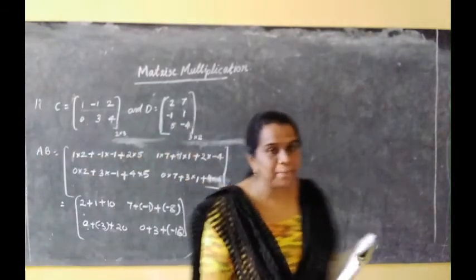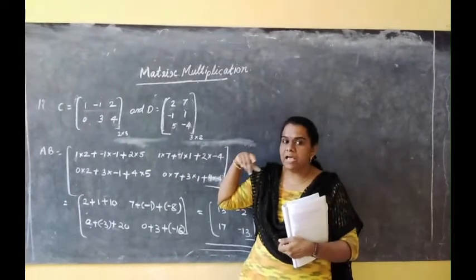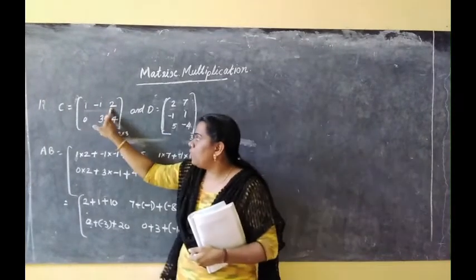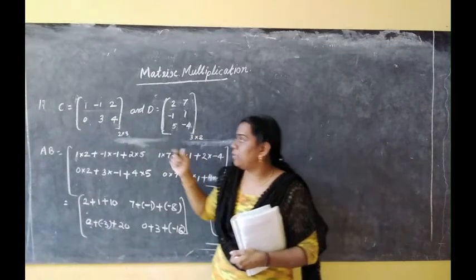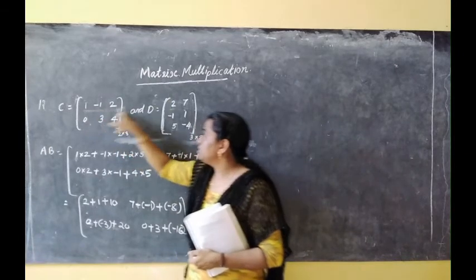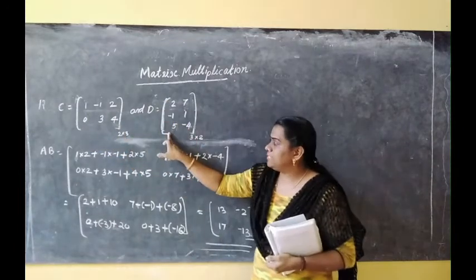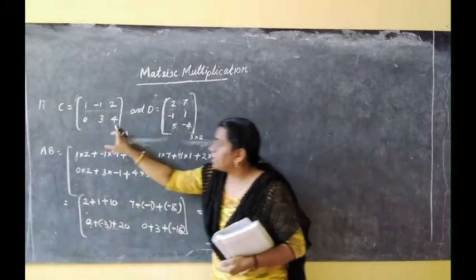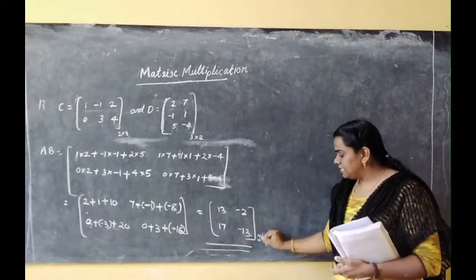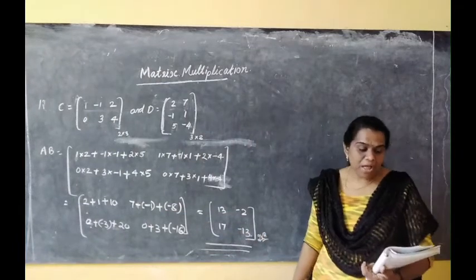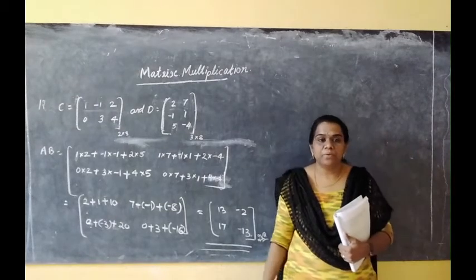Did you understand matrix multiplication? How to multiply a matrix? In order to get the first element, the first row must be multiplied by the first column. Then for the second element in the first row, the first row must multiply by the second column. Then next multiply the second row by the first column. We get the second row, second element. Then what is the order of this matrix? That matrix is in the order 2 by 2. So this is the method of matrix multiplication. I hope you understood this method. By practicing more, we will understand.